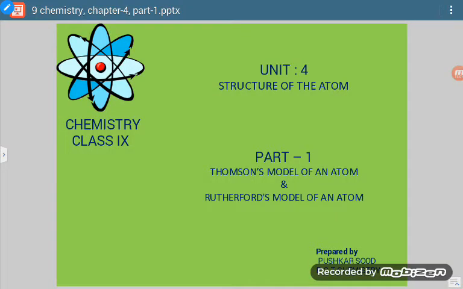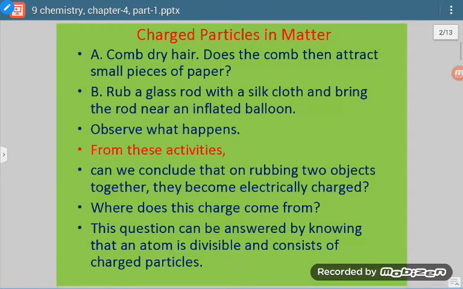Good morning, students. So today we are going to start with the fourth unit, structure of atom, and we are going to discuss two important models of atom: Thomson's model of an atom and Rutherford's model of an atom. Okay. So first of all, let us discuss with the help of activities the charged particles present in matter.